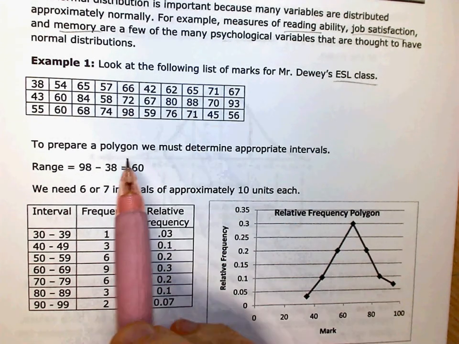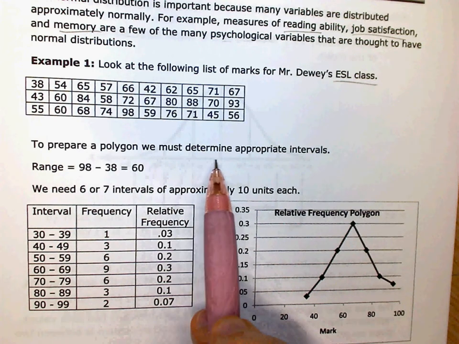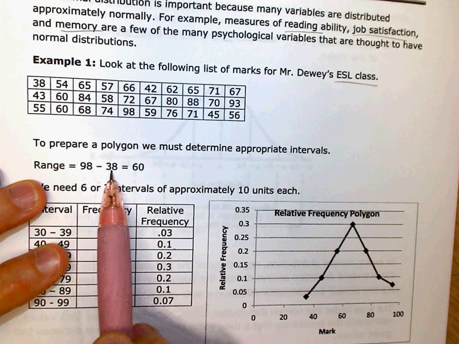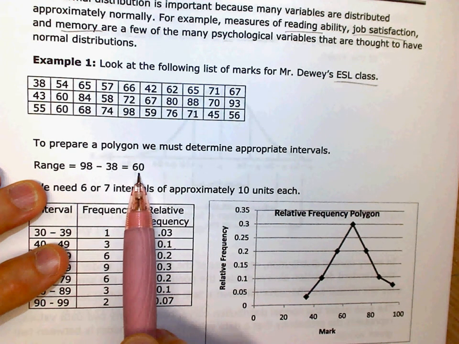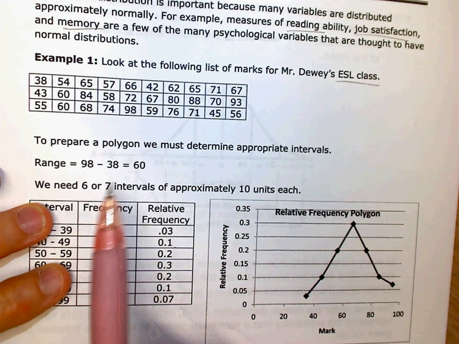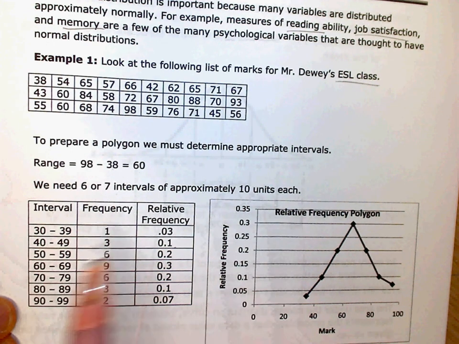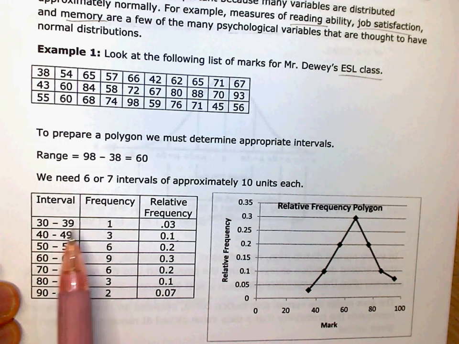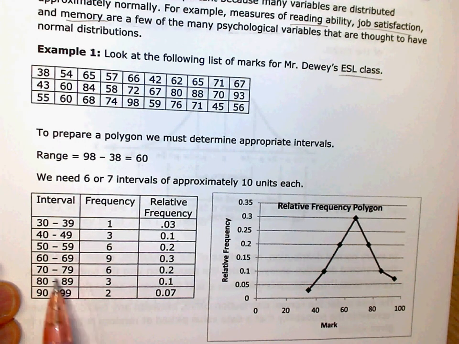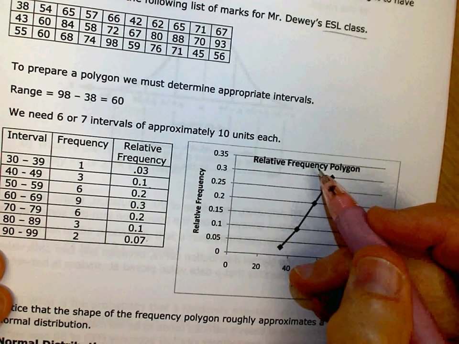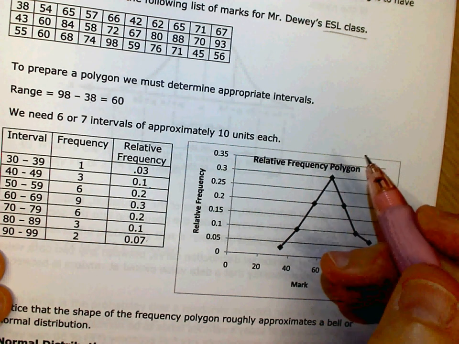Okay, to prepare a frequency polygon, we must determine appropriate intervals. Do you remember we took the maximum, subtracted the minimum to find the range of our variables? We need 6 or 7 intervals, approximately 10 units each, so it seems to fall nicely if we go 30 to 39, 40 to 49, etc., etc. Here's the frequency, here's the relative frequency, and this is a relative frequency polygon, okay?